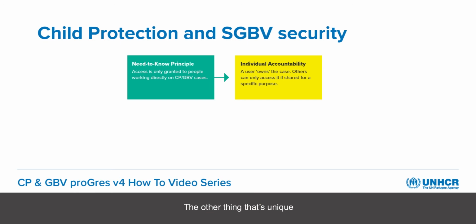The other thing that's unique to the child protection and GBV security models is this concept of individual accountability. This means that a user owns their case and only they can see that case and those who it is explicitly shared with. So I can see it as the individual who has created that case. I am the caseworker. My supervisor can see it because they are responsible for overseeing my quality of work. And then I can share it with others for a specific purpose.